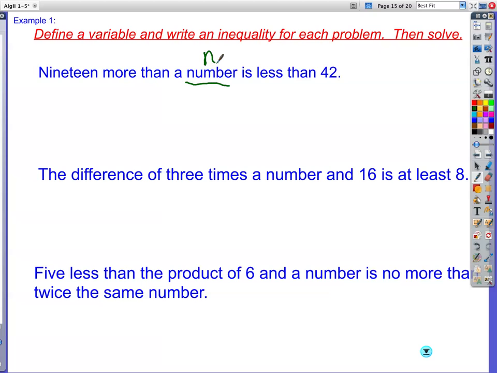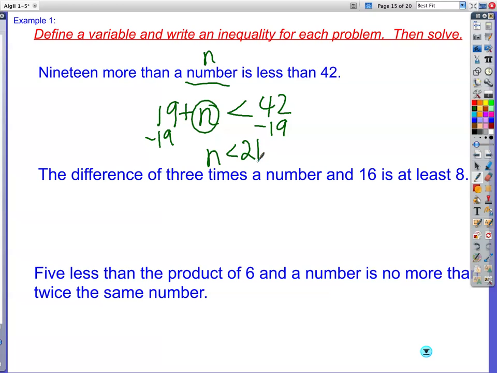19 more than a number, more than, is less than. That's your symbol for is less than 42. Then we're going to solve. So I subtract 19, I subtract 19, n is less than, what is that, 21? Actually, I think that's 23.